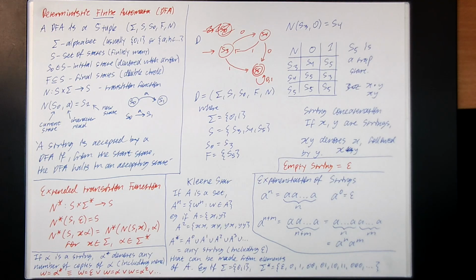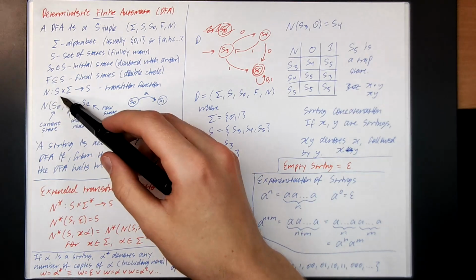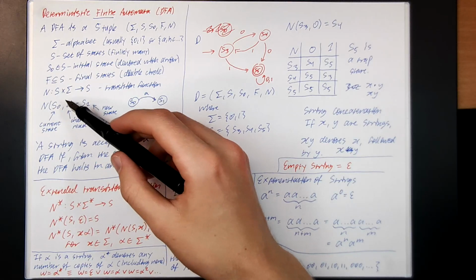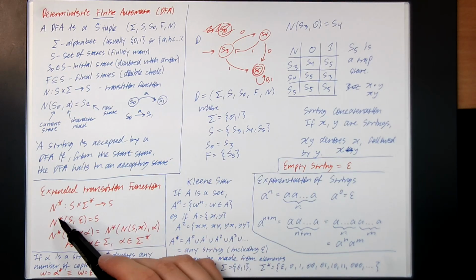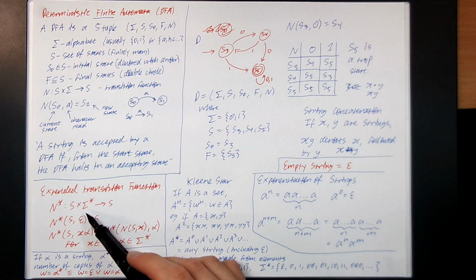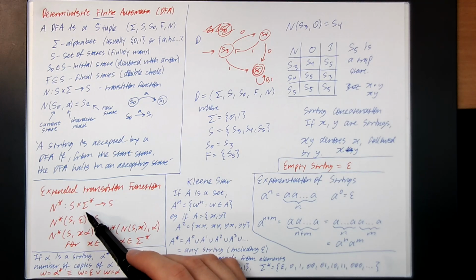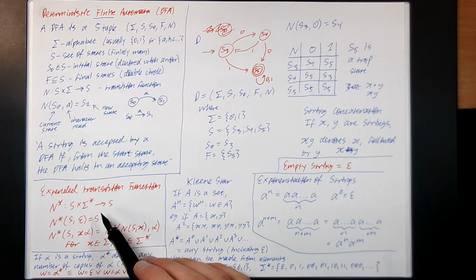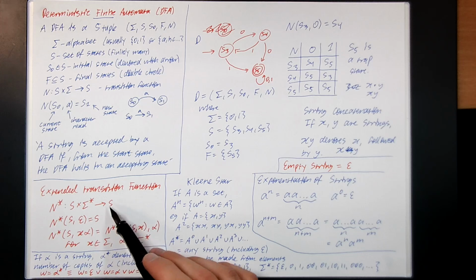And the last bit of notation I have to define is the extended transition function. So the transition function for a DFA takes a state and a single character and tells you where to go next. The extended transition function takes a state and it takes a string, that is like a sequence of characters, a finite sequence importantly, and it tells you where the DFA will go when it consumes that string.